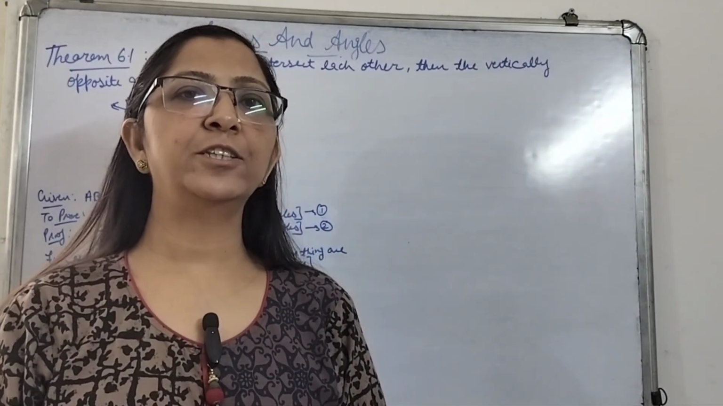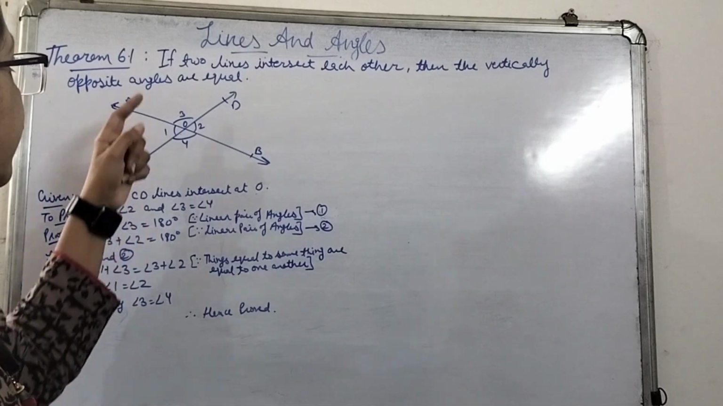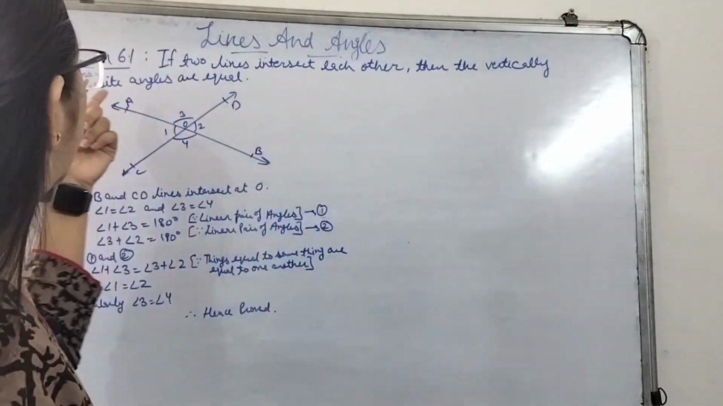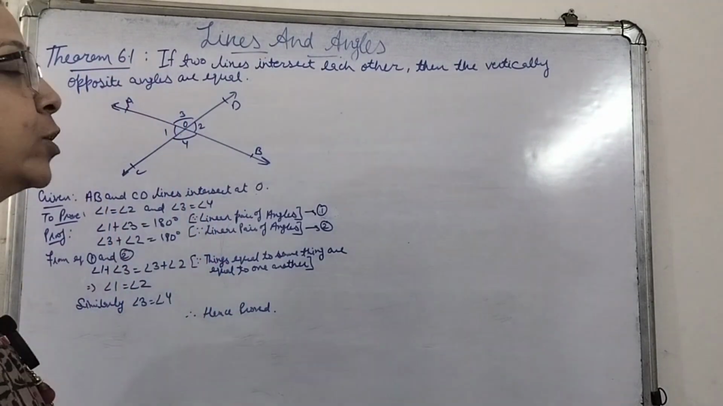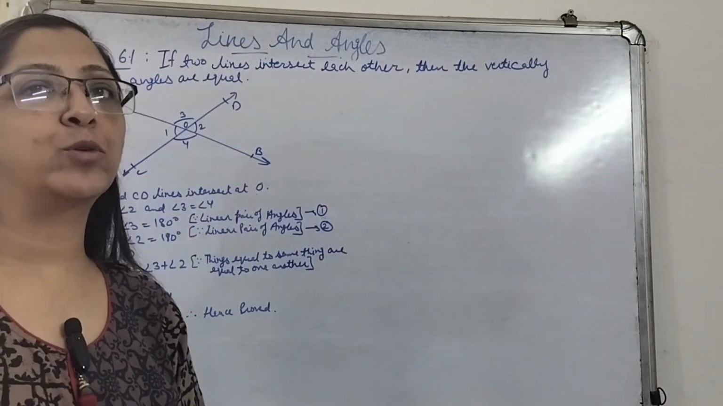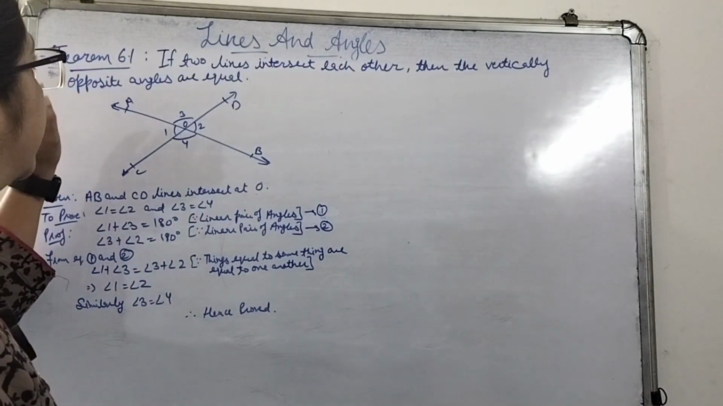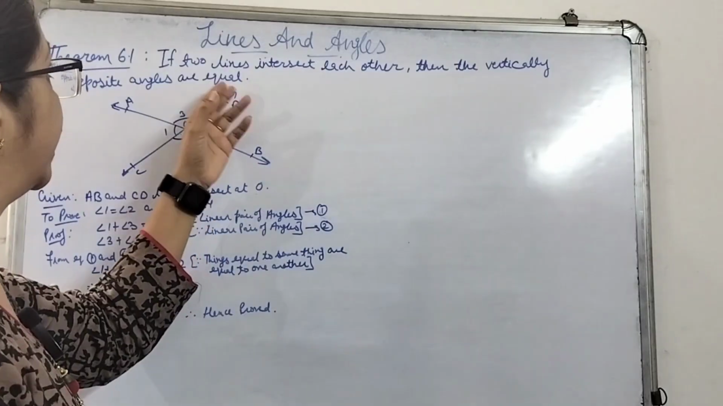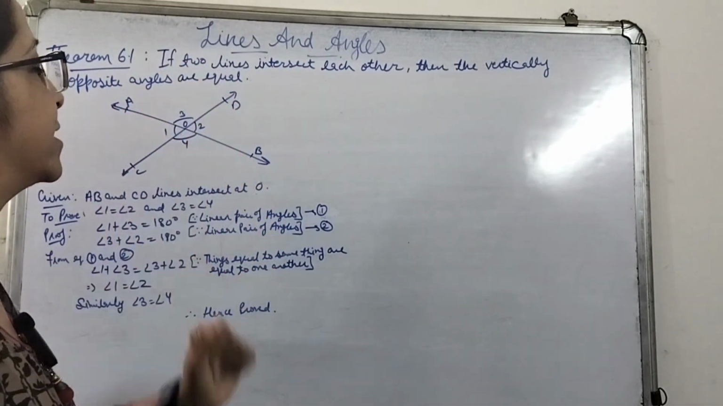Now let's understand theorem 6.1. The theorem 6.1 says, if two lines intersect each other, then the vertically opposite angles are equal. We know what theorems are. Theorems are the statements which can be proved using axioms or other statements. If we can prove the statement, then these statements are known as theorems. So we will be proving that if two lines intersect each other, then the vertically opposite angles are equal.